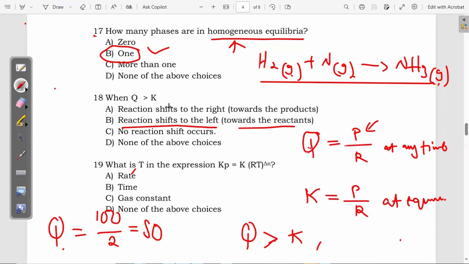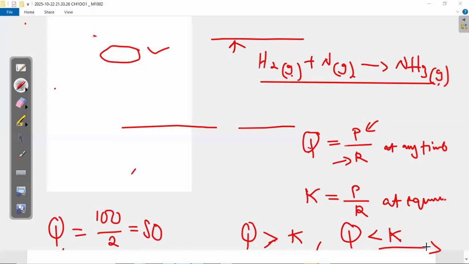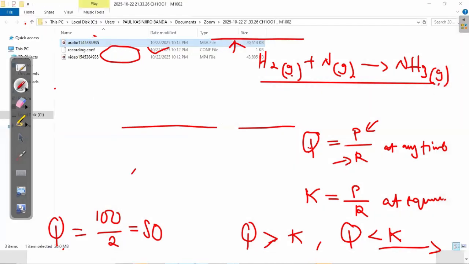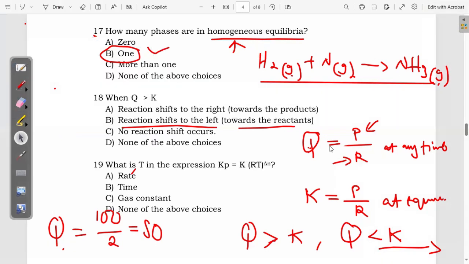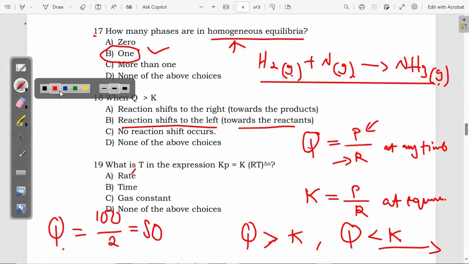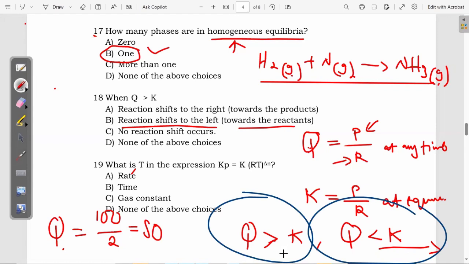In another scenario, it's not here, but they may ask you if Q is less than K. Here, it simply means we have more reactants. So what will happen to the reaction? It will shift to the right so that it uses those more reactants that we have to produce the products. So you should have that in mind. This question can come, it's a very common question. If Q is greater, it shifts to the left. If Q is less, it shifts to the right to produce more products. So here we choose B as the correct answer.